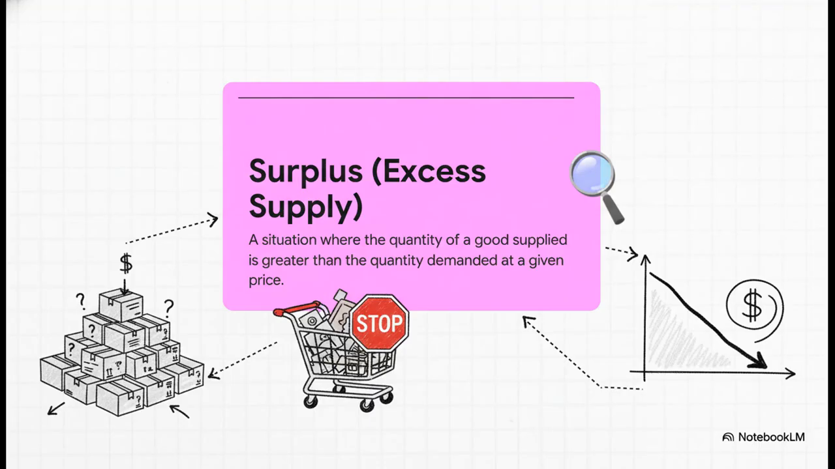At its very core, a surplus is just a mismatch, right? But for a manager, that mismatch is a very real, tangible problem. It's unsold inventory sitting in a warehouse. It's capital just tied up in stuff that isn't moving. And, most importantly, every single day it exists, it represents lost revenue.